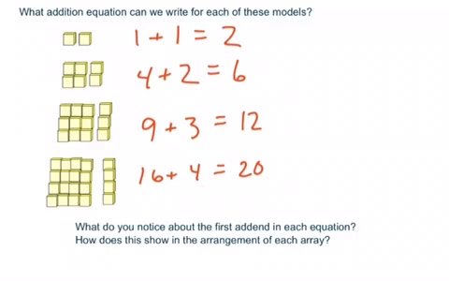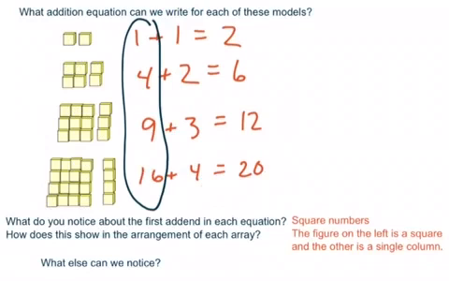Hopefully you could say, well, 1 plus 1 equals 2, 4 plus 2 equals 6, 9 plus 3 is 12, 16 plus 4 is 20. All right, hopefully you got that. Now, to think on this, what do you notice about the first addend in each equation? And how does this show in the arrangement of each array, how I arranged these with the gap where I did? Okay, think on these 2 questions. Jot yourself some notes. When you have it, come on back.